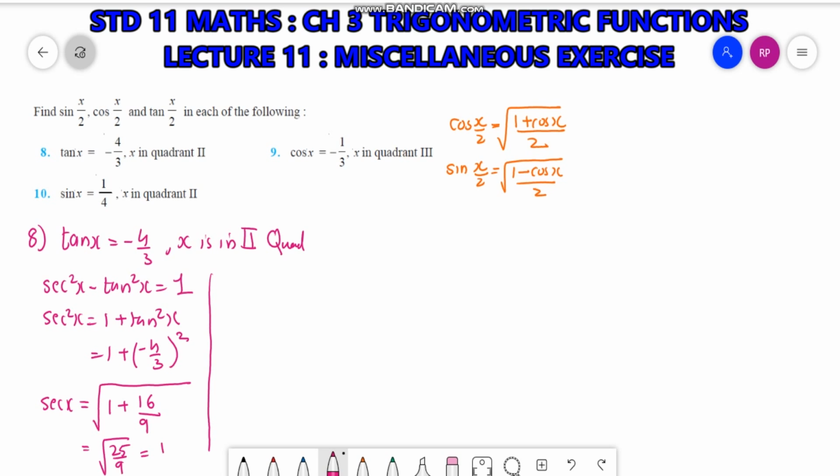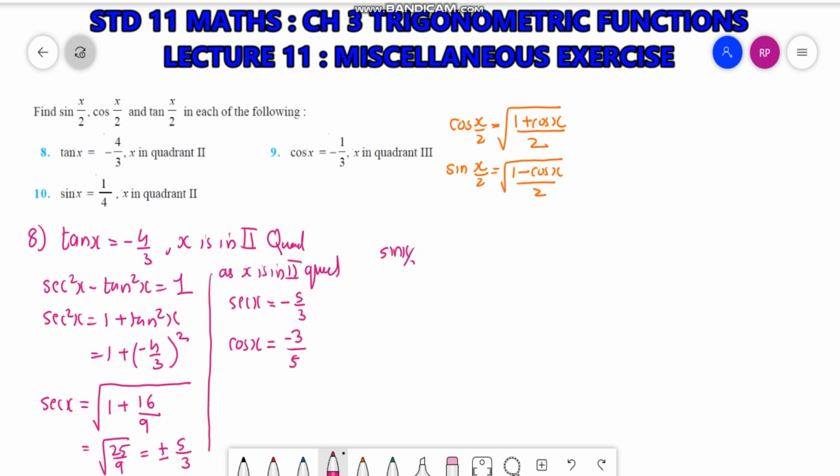Right, so this will be equal to plus minus 5 by 3. Now as x is in the second quadrant, sec x will be equal to minus 5 by 3 because it is negative in the second quadrant. So cos x, the reciprocal of sec x, will be minus 3 upon 5.